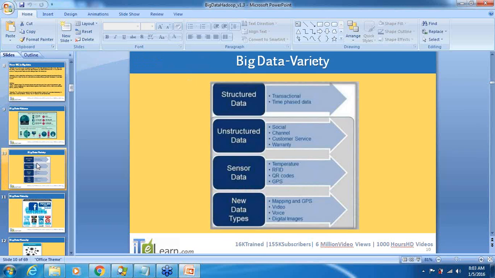When we talk about variety of data, you have structured data coming from traditional database systems, and unstructured data coming from any social media channel or any streaming data. YouTube is also one example of unstructured streaming data. Coming to sensor data, a sensor can be any device: a temperature sensor, a microwave oven, RFIDs, QR codes, GPS, satellite systems. It's limitless, and I'm just giving a very small set of examples. Coming to the new data types, you have images and voice. These are all part of streaming related data that is getting added. These are all different types of big data related concepts.